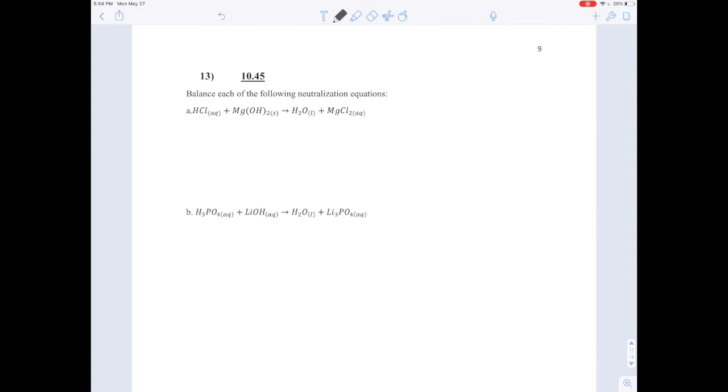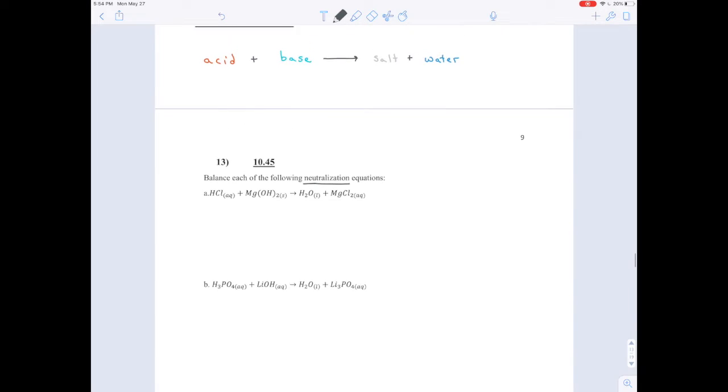Chapter 10, Exercise 13, is asking you to balance a few equations. But what's new about this, that's different from Chapter 6, when you learned how to balance equations in general, is that these are going to be neutralization equations. So let's come to terms with that word.